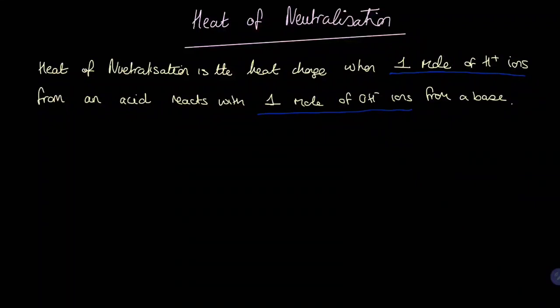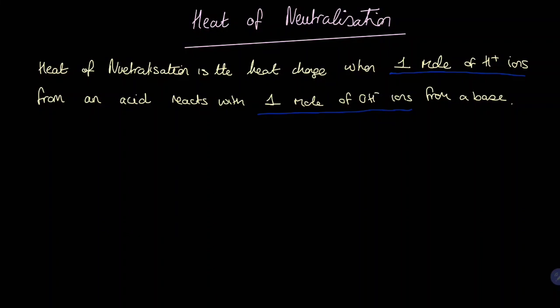Okay, so today we're going to be looking at the heat of neutralisation. And here's our definition in yellow then. The heat of neutralisation is the heat change when 1 mole of H plus ions from an acid reacts with 1 mole of OH minus ions from a base. And I've underlined 1 mole. Okay, that's going to be very important when we move on to our calculations.